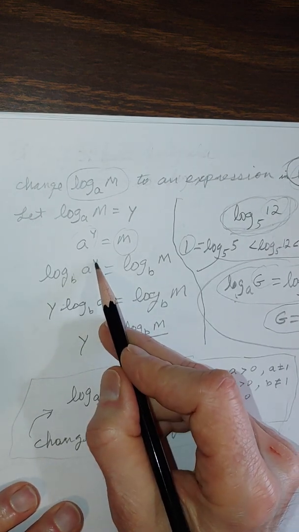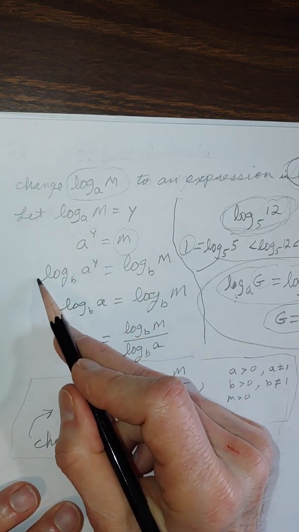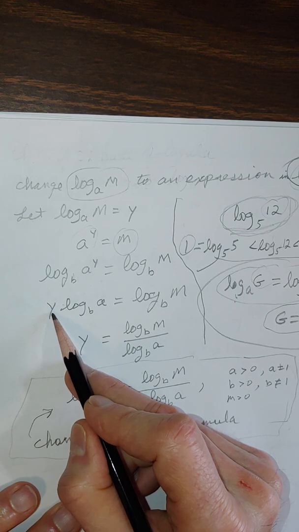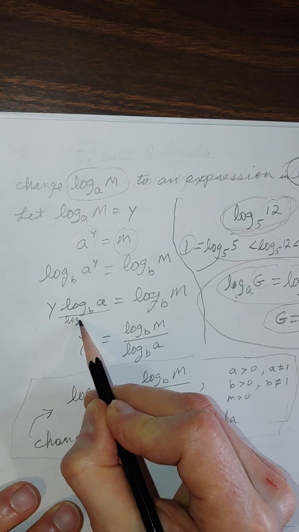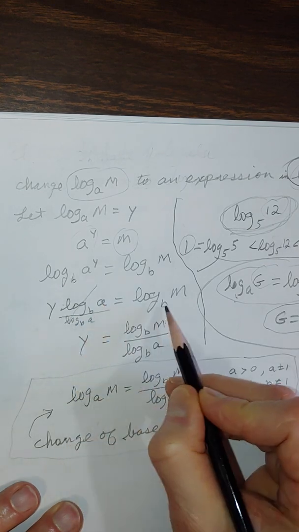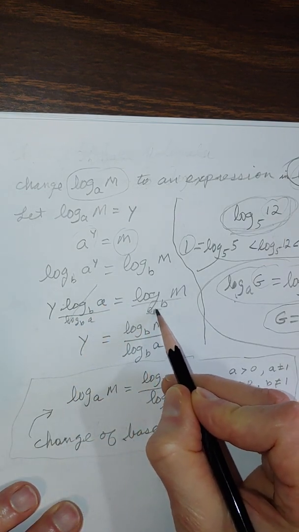Then I can use the properties of logs, like the power rule, and bring the y down here. Then divide both sides by log base b of a. Divide this side by log base b of a, so it's gone. And divide this side by log base b of a.